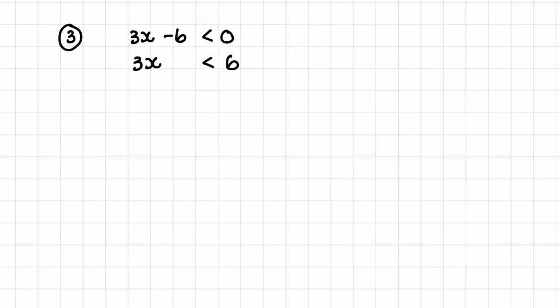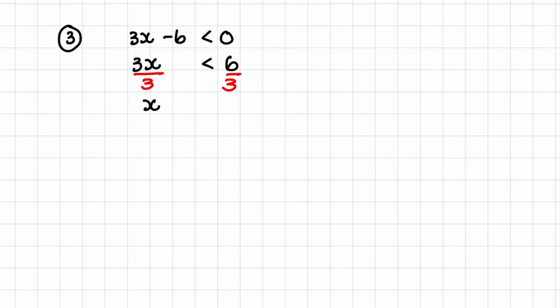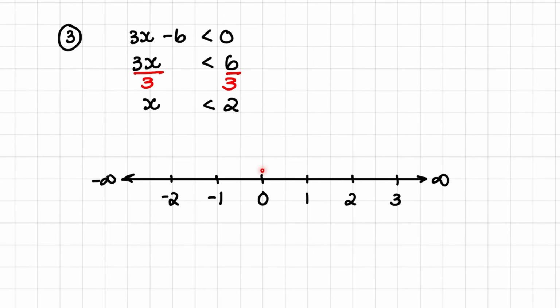And if I want to find the value of x, I would divide both sides by 3. So if I divide both sides by 3, I have x smaller than 2. Now we consider a number line starting from 0 with positive values on the right hand side of 0 all the way to infinity, and negative values to the left hand side of 0 all the way to negative infinity. And we want to find where x is smaller than 2.